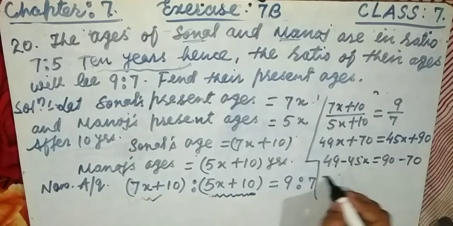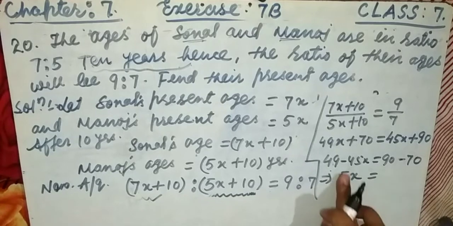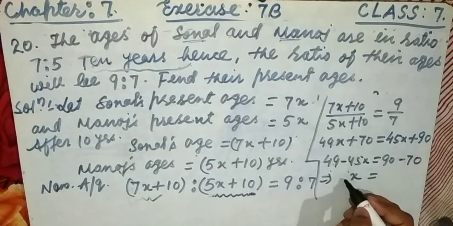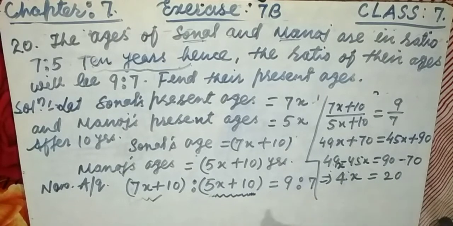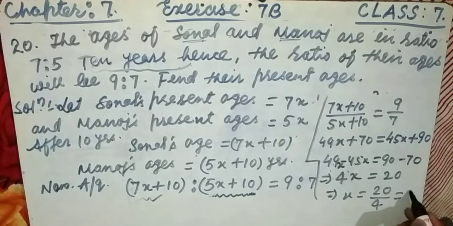Okay, now 49x minus 45x is 4x, and 90 minus 70 is 20. Now x is equal to 20 divided by 4, which is equal to 5. So the value of x is 5.